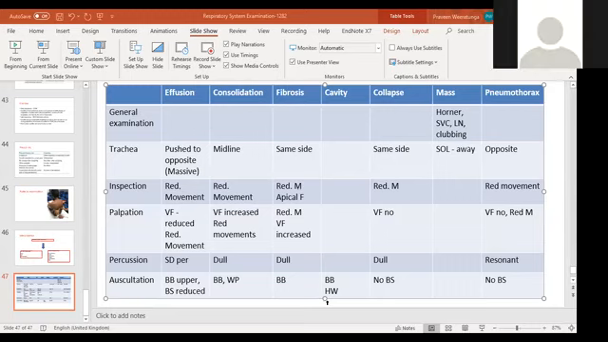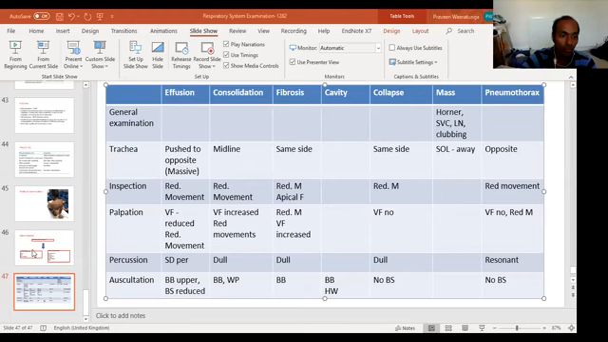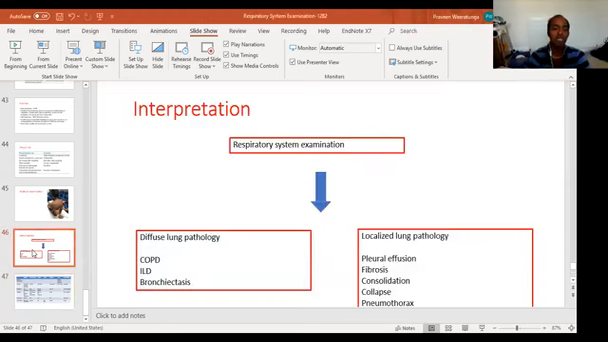So just to quickly summarize what we've done, we have discussed the interpretation of physical signs in the respiratory system. If your findings are diffuse, you have three options: COPD, ILD, or bronchiectasis. The findings are bilateral. In COPD, you get features of hyperinflation and respiratory distress. In ILD, clubbing, features of connective tissue disorders, and fine end inspiratory crackles.